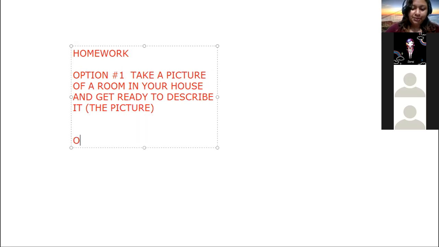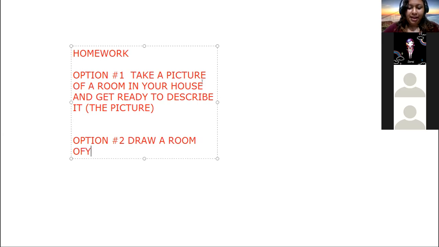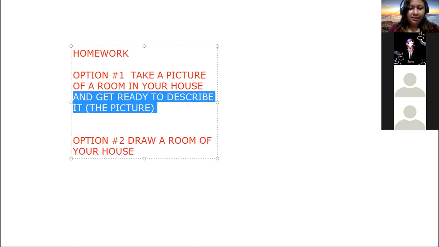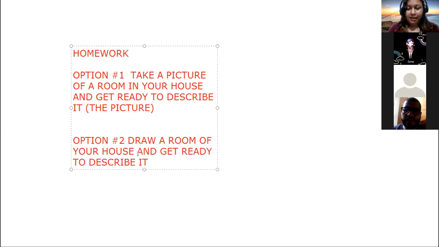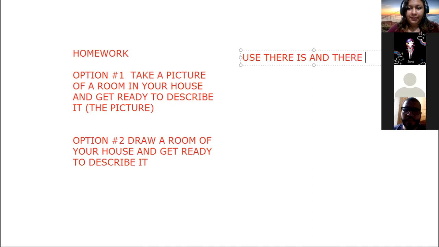Option number two, look. Draw a room of your house. And get ready to describe it. You see? And get ready to describe it. Okay, look. Use there is and there are to describe places. Are we okay with the instructions?